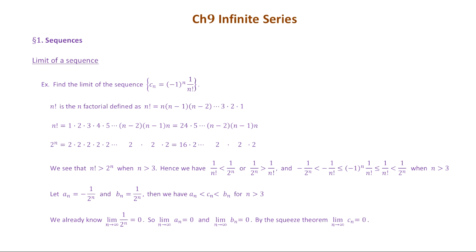Similarly, -1 to the n times 1 over n factorial will be less than or equal to 1 over n factorial, because again, when n is even, -1 to the n is positive, so you get -1 to the n times 1 over n factorial to be the same as 1 over n factorial. But when n is odd, -1 to the n is negative. So that gives you -1 over n factorial, and that's less than 1 over n factorial. So you get another inequality like this. And as we already got, 1 over n factorial is less than 1 over 2 to the n.